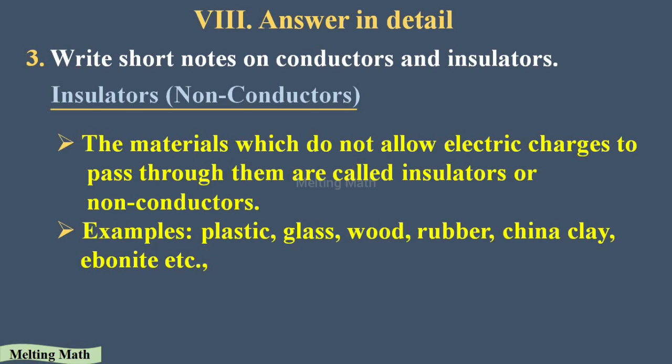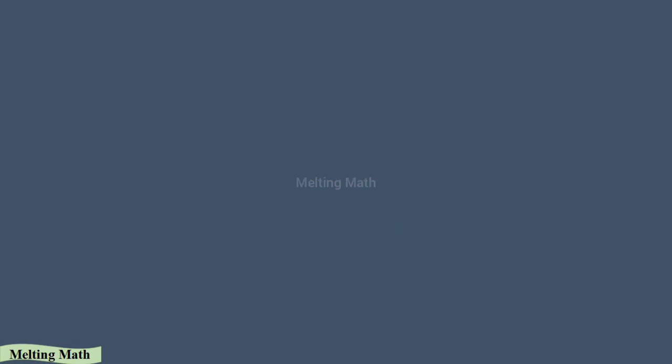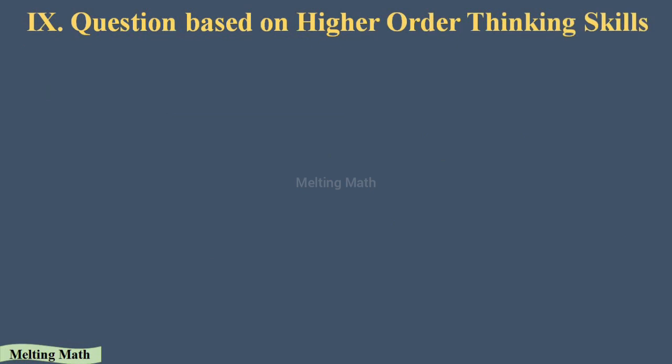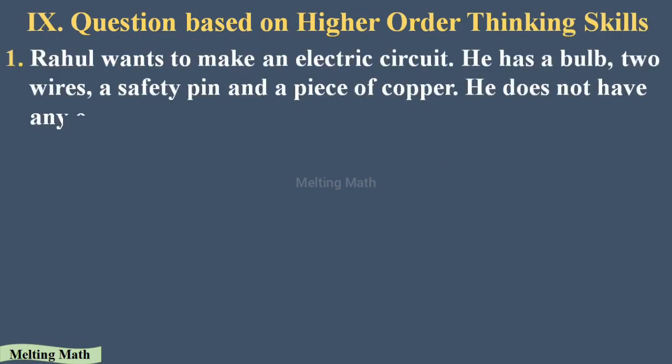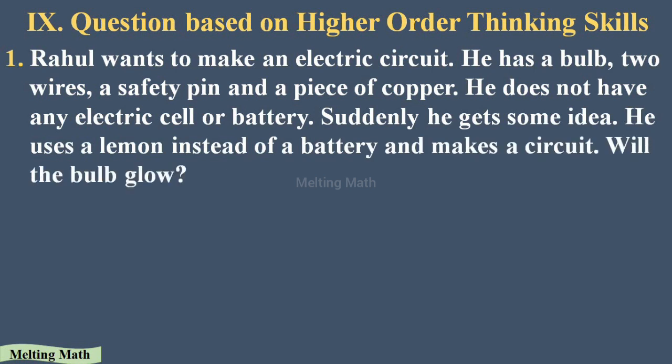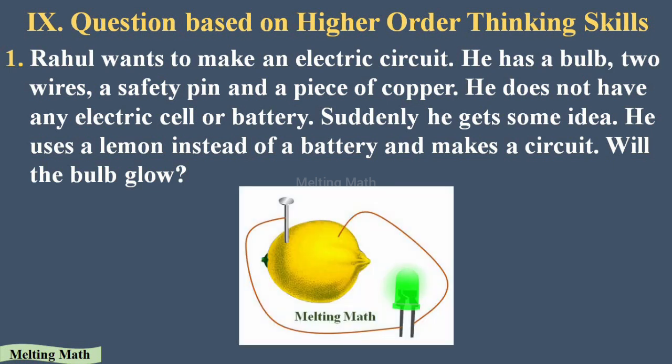That's the non-conductors. So here we have the ninth Roman numeral. Questions based on higher order thinking skills. First one: Rahul wants to make an electric circuit. He has a bulb, two wires, a safety pin and a piece of copper. He does not have any electric cell or battery. Suddenly he gets some idea. He uses a lemon instead of a battery and makes a circuit. Will the bulb glow? Yes, it glows in a light manner because the lemon gives us electricity in a very small amount.